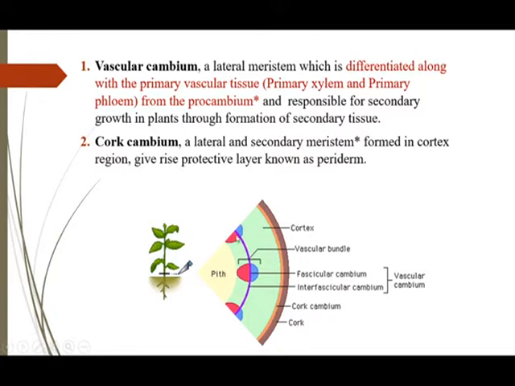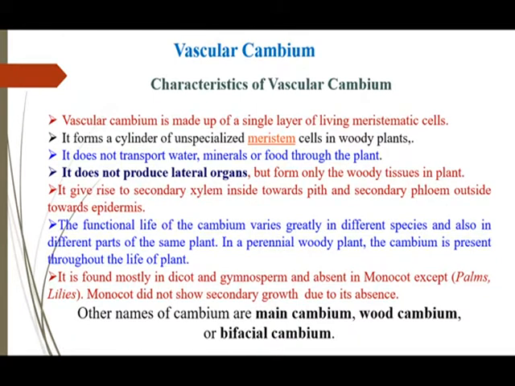So in this diagram you will see vascular cambium and cork cambium. Cork cambium is in the cortex region, whereas vascular cambium is made up of fascicular and interfascicular cambium. Vascular cambium has different characteristics. It is made up of a single layer of living meristematic cells.